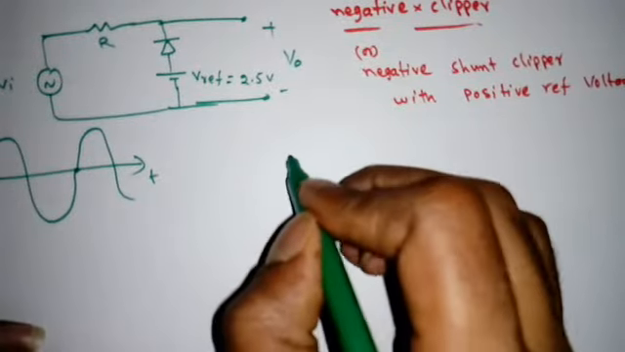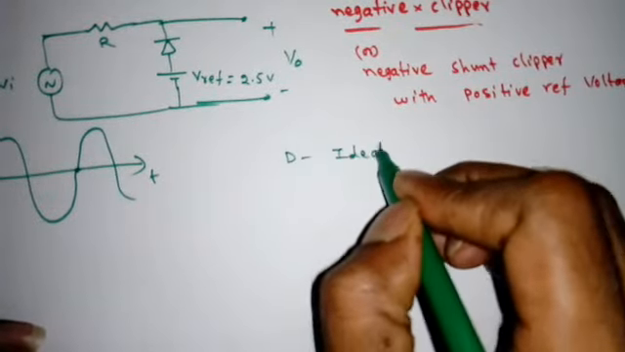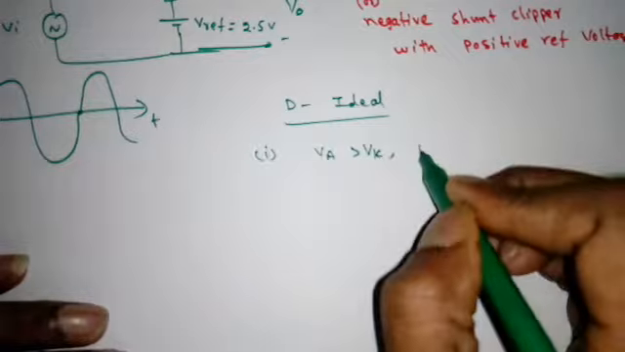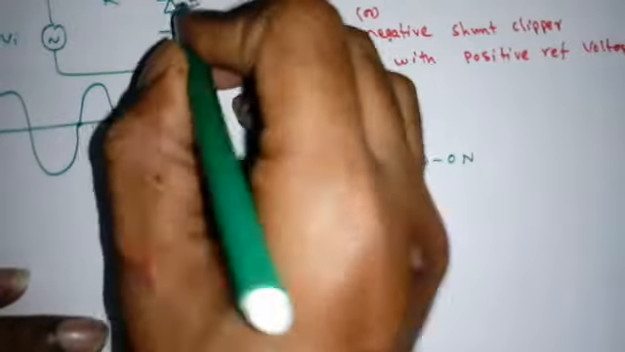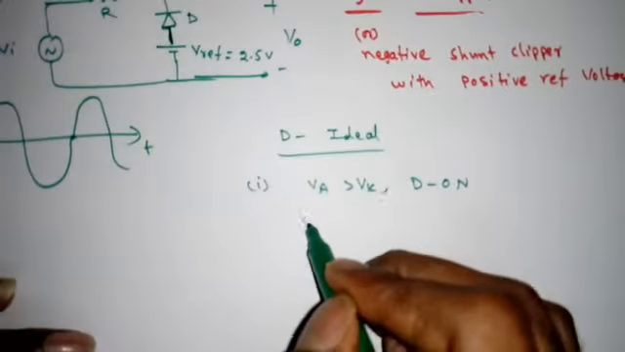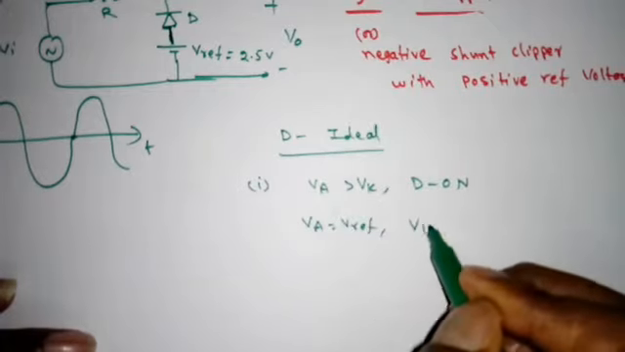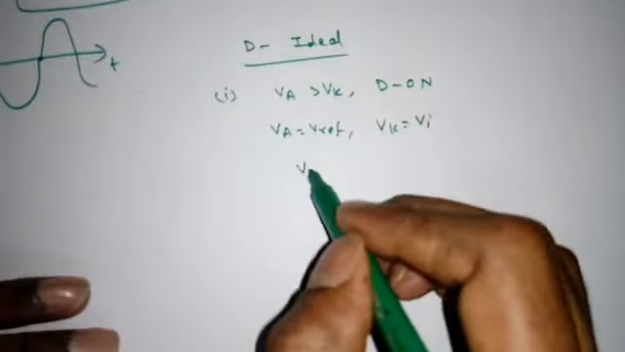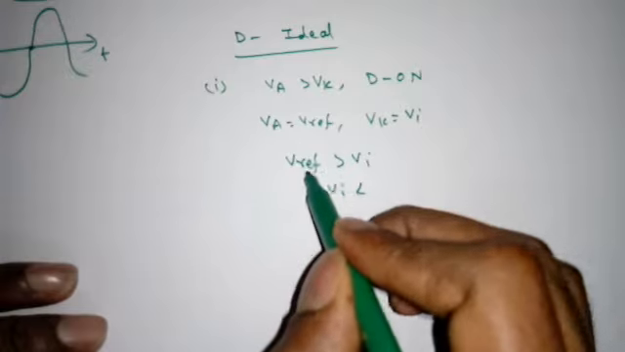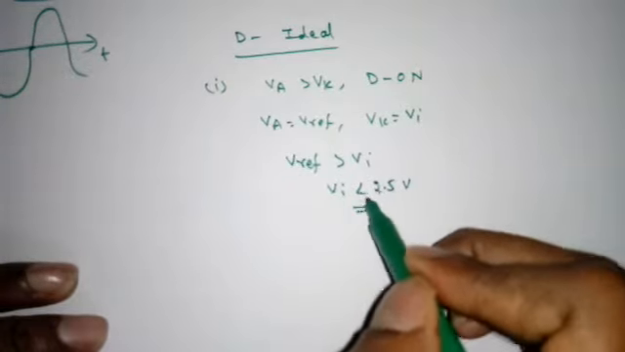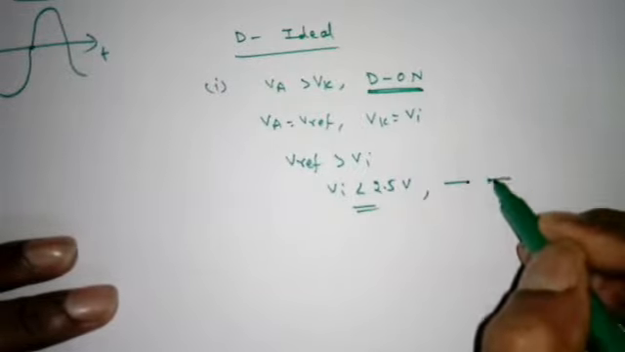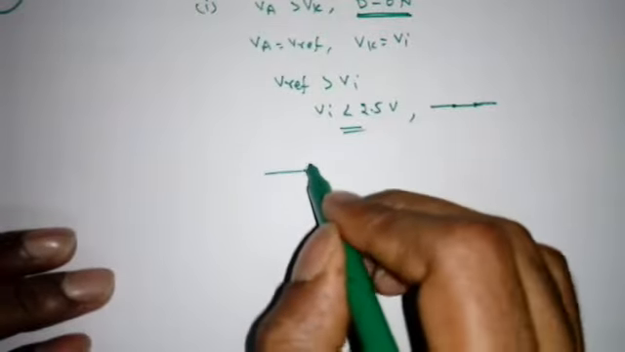So the same approach. If the diode D is ideal, then first condition, VA greater than VK, the diode D will be on. But what is VA? See here, this is the anode. So VA is connected to V reference. So VA is V reference. VK is now VI. So V reference is greater than VI. That means VI less than V reference. What is V reference? We have taken 2.5 volt. When VI is less than 2.5 volts, the diode D will be on and it will be replaced by a short circuit. So the circuit will become like this.